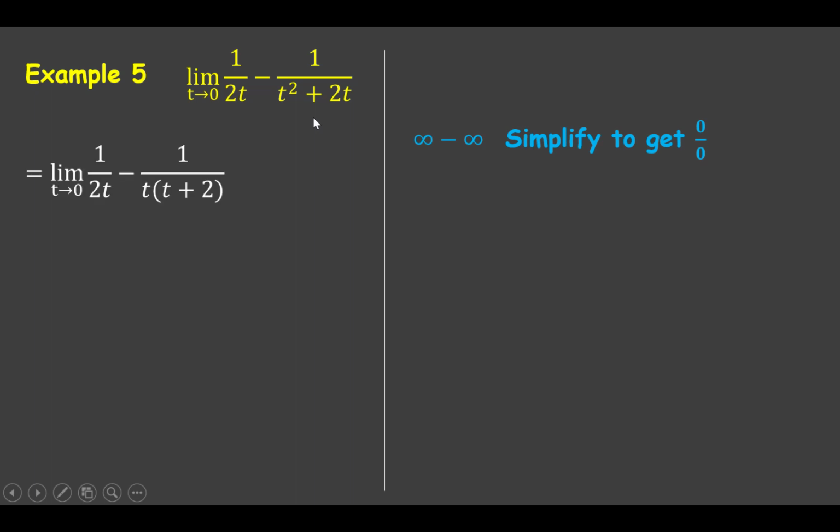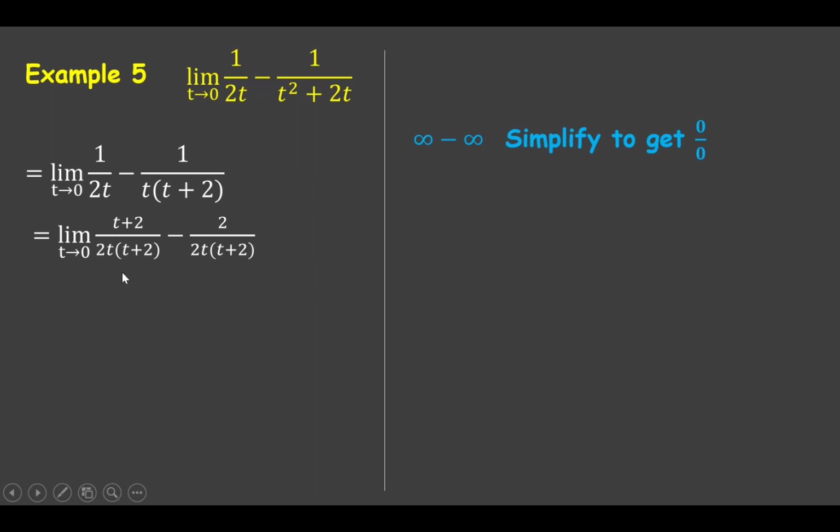To do that, you factorize, so the 2t is just the 2t. But here you can take out a common factor t, so t times t plus 2. And now you can see the common factor. That should be 2t times t plus 2, okay? You don't have to repeat this t here because the t is already here. So that is the common factor.